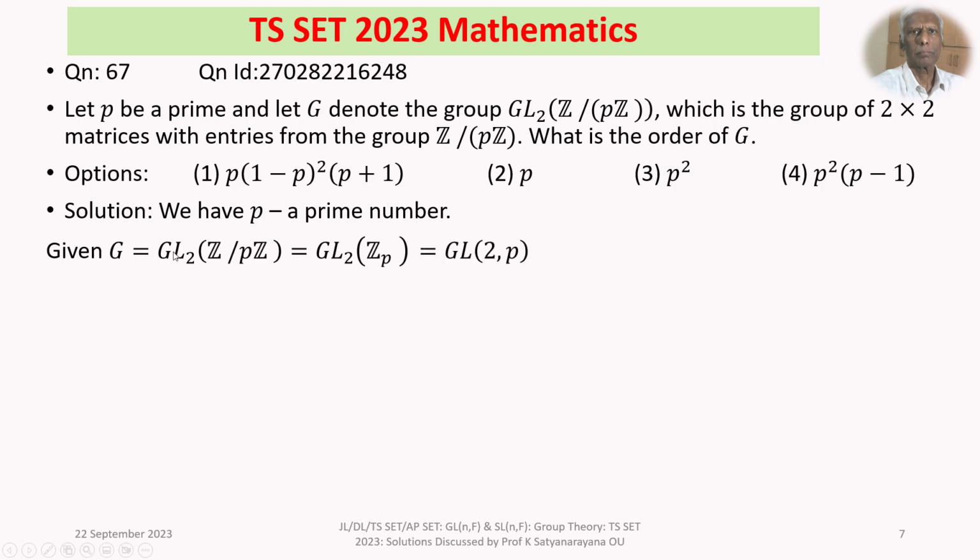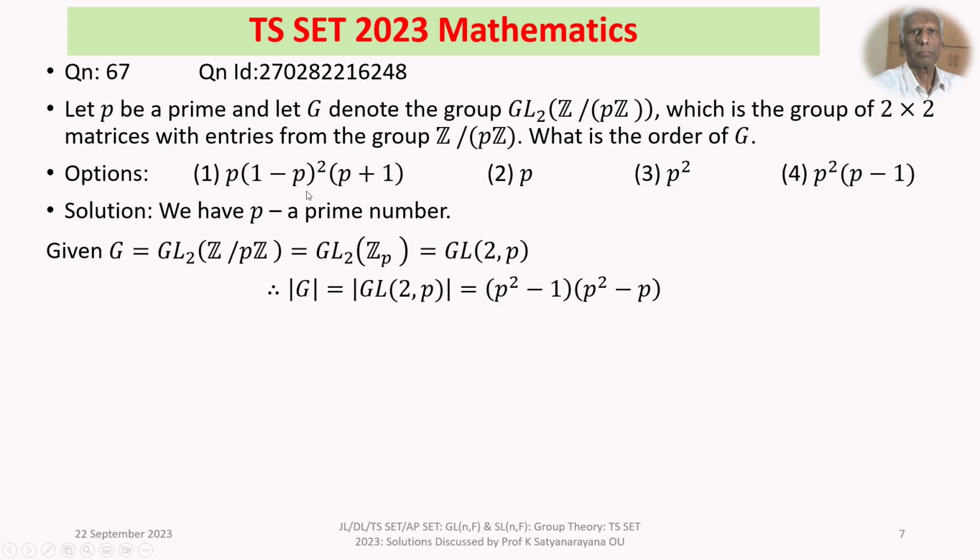Given G is equal to GL2 of Z by PZ. Z by PZ is the same as ZP. It's a field because P is a prime. So the 2 by 2 non-singular matrices with the entries coming from ZP, that is GL2 of P. So order of G is equal to order of GL2 of P, and you have to remember this formula: P square minus 1 into P square minus P.